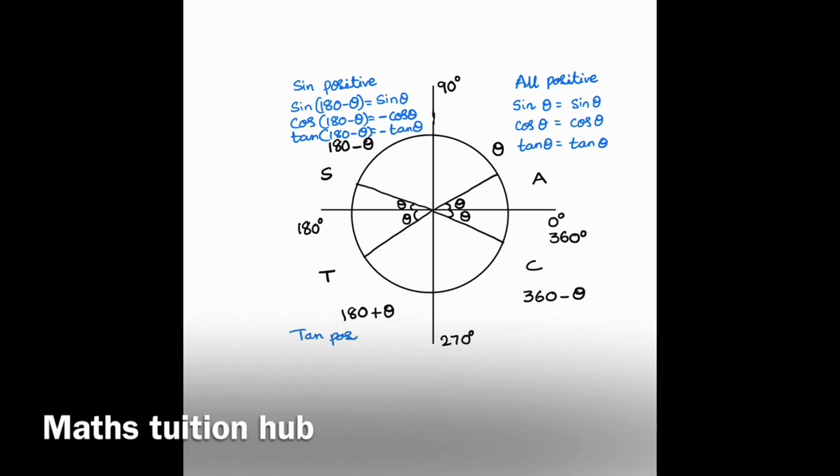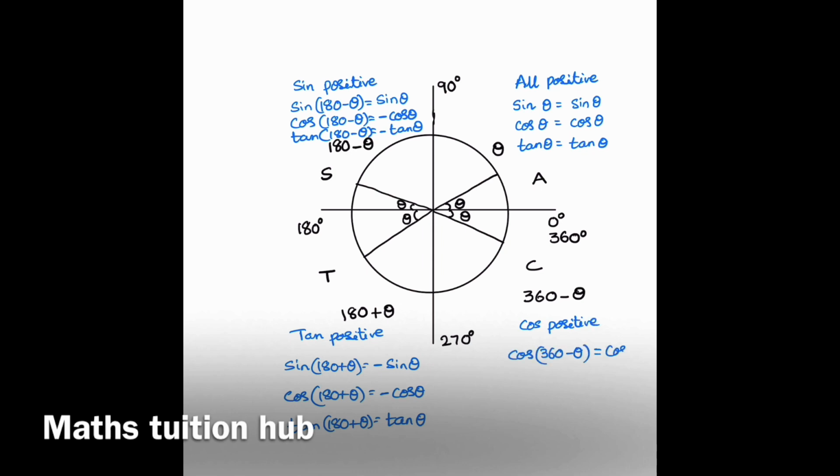In the third quadrant, sin values are negative, cos values are negative, and tan values are positive. In the fourth quadrant, cos values are positive, sin values are negative, and tan values are negative.